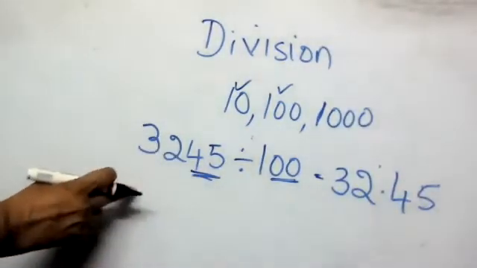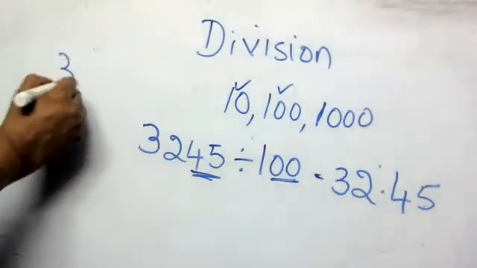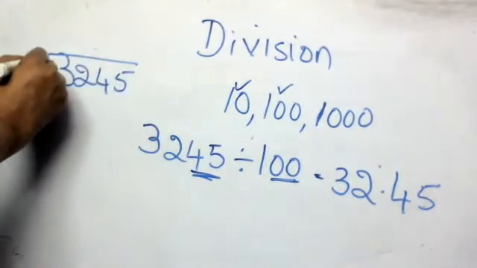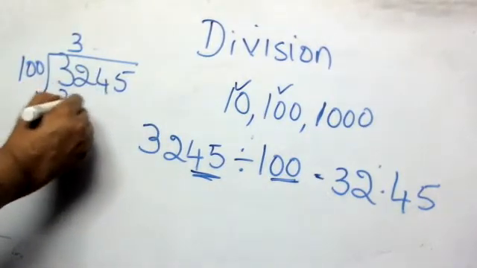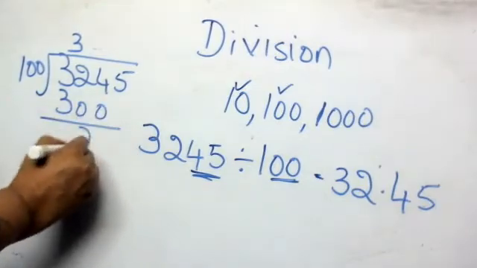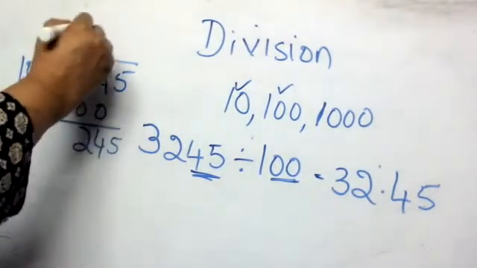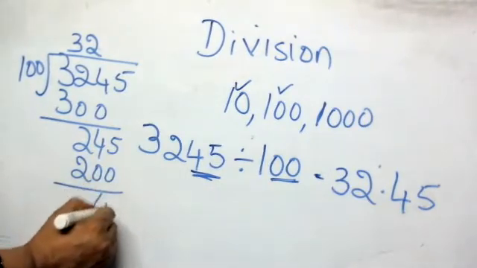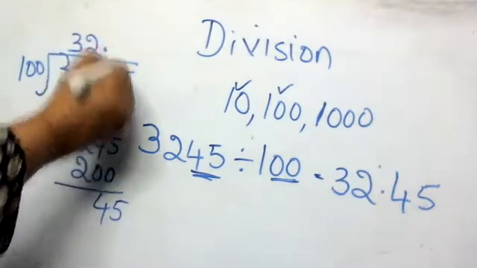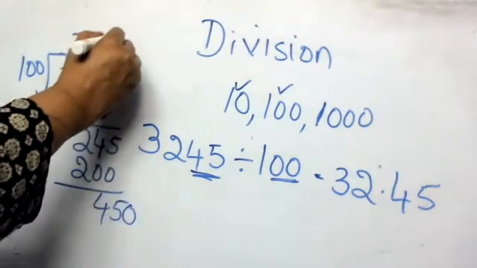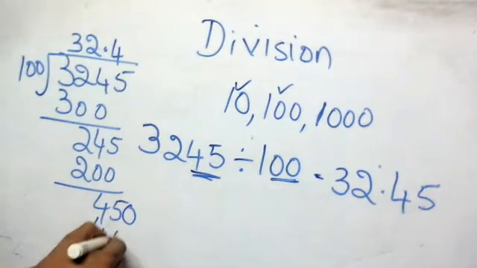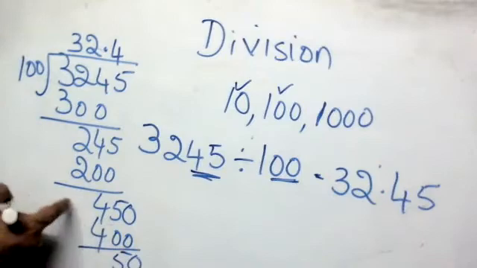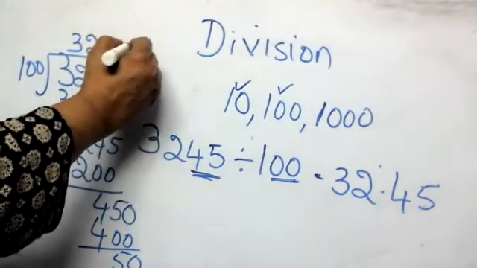Now, let's check if our answer is correct. So 3245 divided by 100. 3s are 300. Okay, 245. 2s are 200. Then 45. If you put a decimal place, you will get a 0. Okay. 4s are 400. Then 50. Then because you have put the decimal place in the second place also, you can take 1 0.